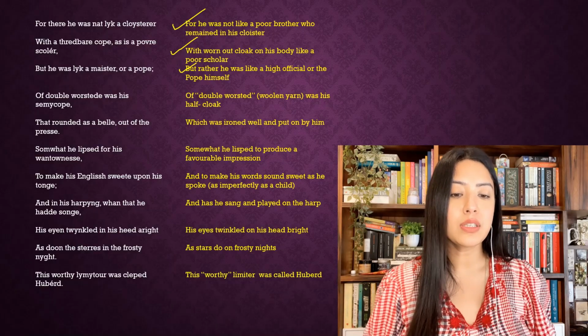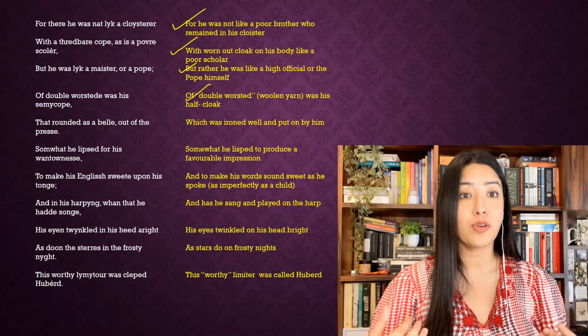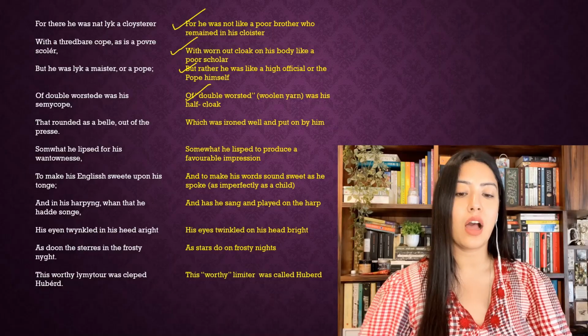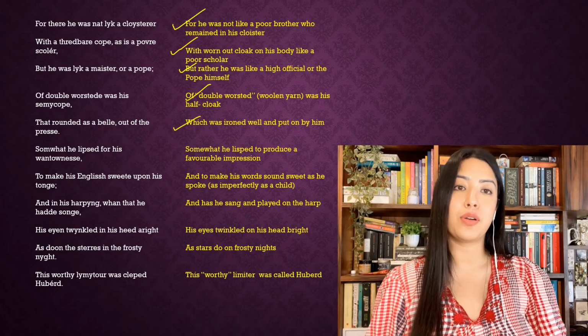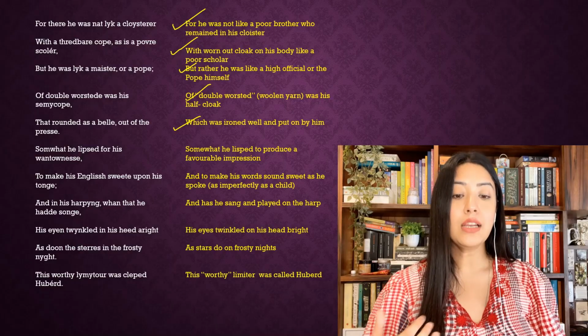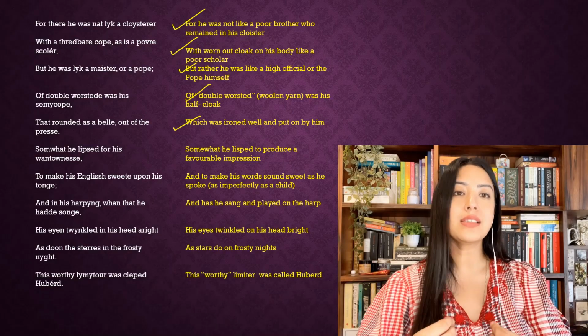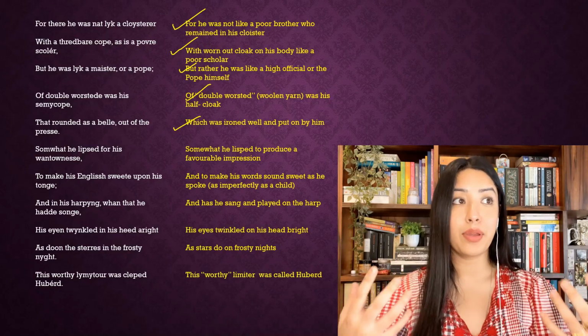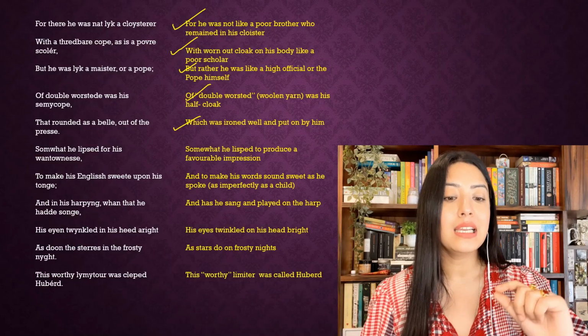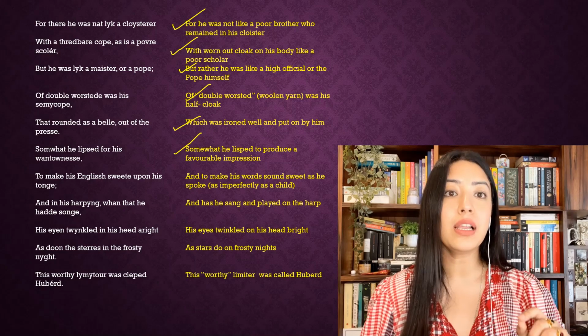So of double worsted or woolen yarn was his half cloak. Again, a woolen yarn, it must be expensive. So of double worsted was his half cloak, which was ironed well and put on by him. He took care of appearances. You know what, there are more things that he does that make his appearance more charming. So what does he do? Sometimes he lisped to produce a favorable impression.